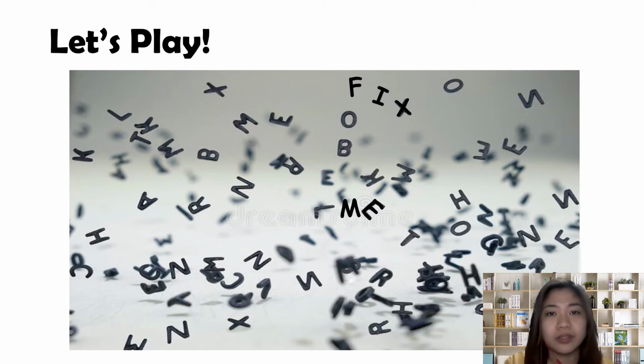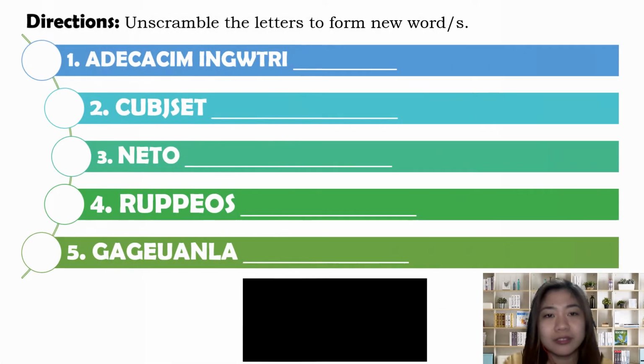So let us start our discussion proper by starting with a game called Fix Me. Okay, for the directions, unscramble the letters to form new words. So here are the first 5 scrambled words. I want you to guess what those words are correctly. Again, I want you to write your answers in the comment section below. And this time around, I will give you 30 seconds to submit your answers. Timer starts now.